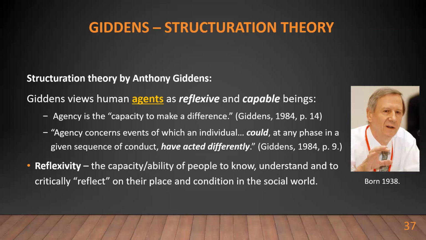Reflexivity is defined by the capacity or the ability of people to know, understand, and critically reflect on their place and condition in the social world. So you may say that sociology is in a way brought into the fabric of human existence, as part of who you are as a human, your necessity to understand who you are in terms of social structure, where you stand in it, which social class you represent, and to be critical about it, that is, to think about how you can improve it, how you can change your position, the society in general, etc. So that's what defines agency.